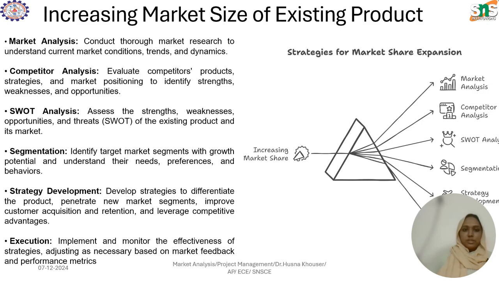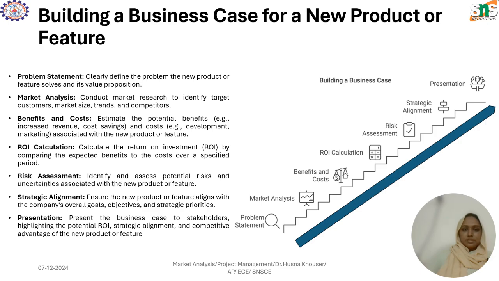When you go for increasing the size of an existing market, we have to analyze the market size and the current pain points of the market. As I have already said, we have to go for competitor analysis to identify their strengths, weaknesses, and business strategy. We have already seen the SWOT analysis technique in previous lectures, so you can refer to those videos. We use it to assess the strengths and weaknesses of an existing product, and segmenting, like identifying the target customers and their needs and preferences, and strategic development and execution. These are the basic elements to increase the market size of the existing product.